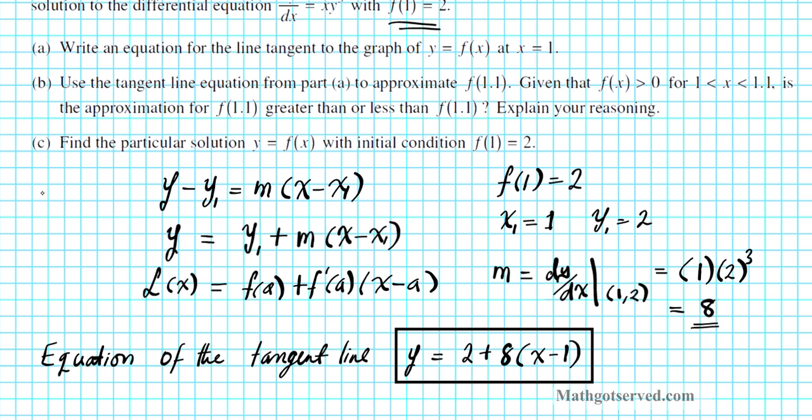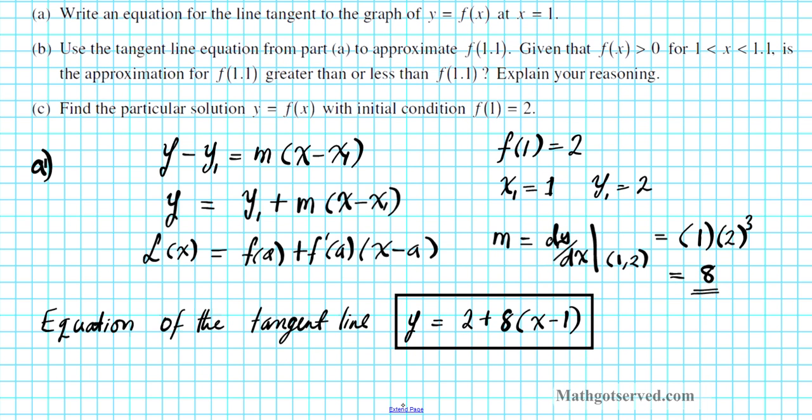All right, let's take a look at the B part. So for the B part, we are going to be making use of our answer from part A. We are to use the tangent line equation from part A to approximate f of 1.1. Given that f of x is greater than 0 for 1 less than x less than 1.1, is the approximation for f of 1.1 greater than or less than f of 1.1? Explain your reasoning. Okay, so let's go ahead and do that.